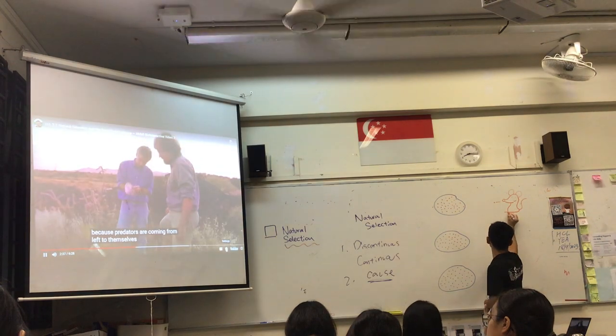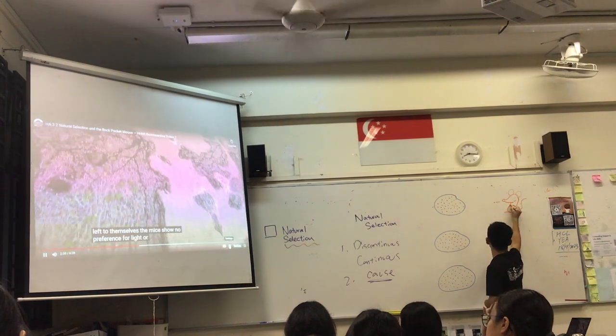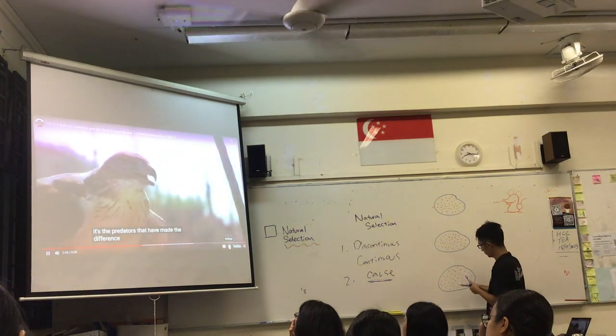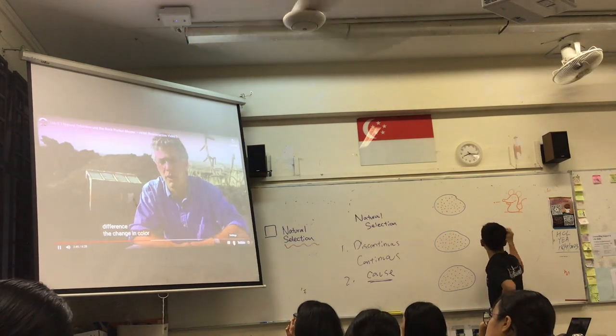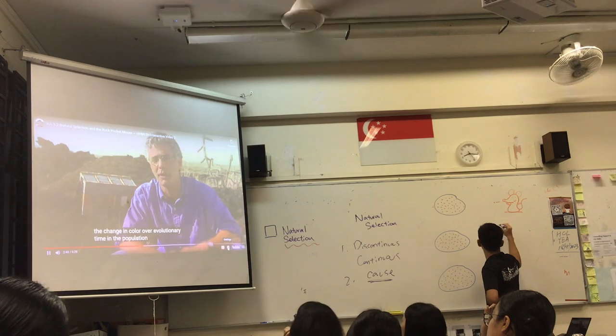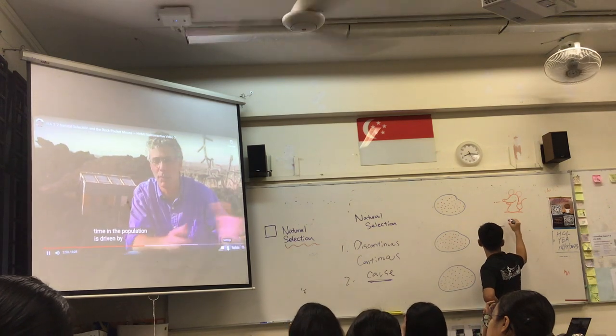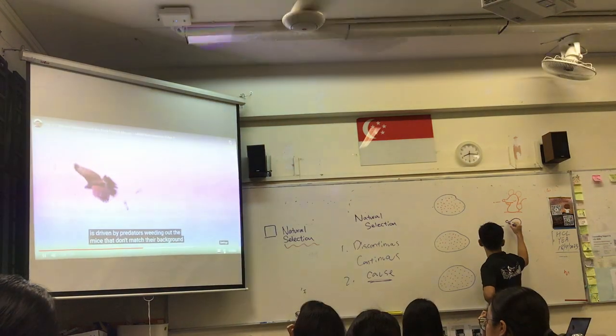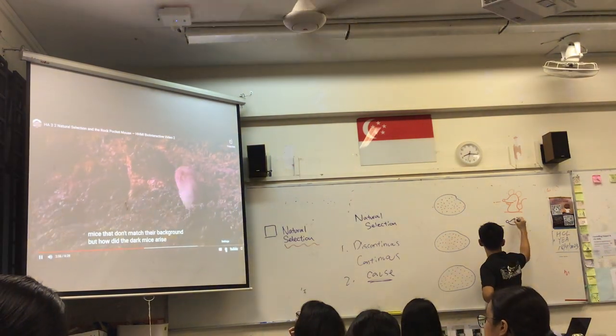Left to themselves, the mice show no preference for light or dark rocks. It's the predators that have made the difference. The change in color over evolutionary time in the population is driven by predators weeding out the mice that don't match their background. But how did the dark mice arise in the first place?